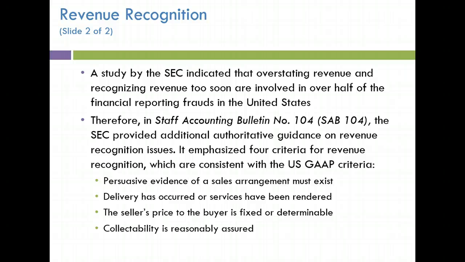This is interesting. A study by the SEC, Securities and Exchange Commission, indicated that overstating revenues and recognizing revenues too soon are involved in over half of the financial reporting frauds in the United States. I believe it. I hate to say it, but it's easy to do. Unless somebody really goes in and starts checking the books and seeing when was this shipped, then they can see, wait, you reported this before you shipped it.